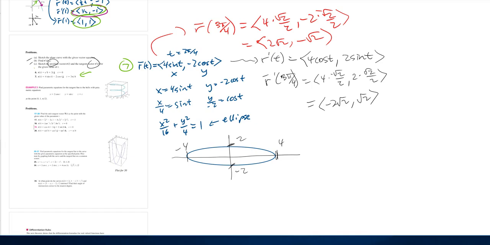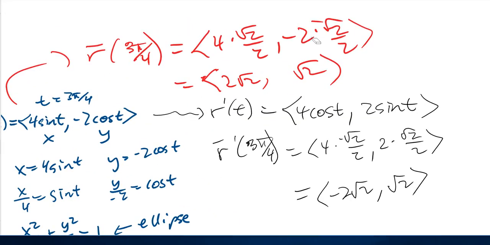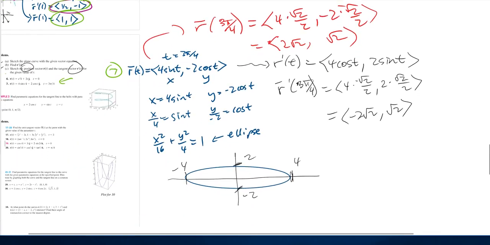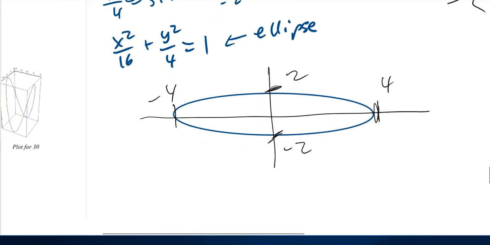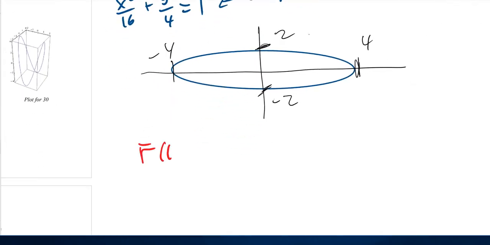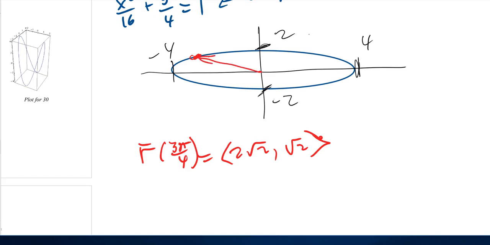So what this tells me is that this ellipse is traced out over 2 pi, maybe twice. Let's see. No, this is positive here. I had a negative. This is a positive. Those cancel. So now it makes more sense to me. Okay. So r of 3 pi over 4 is 2 root 2, comma root 2. So we're going to go out a little more. Then we go up. So there's the position vector.